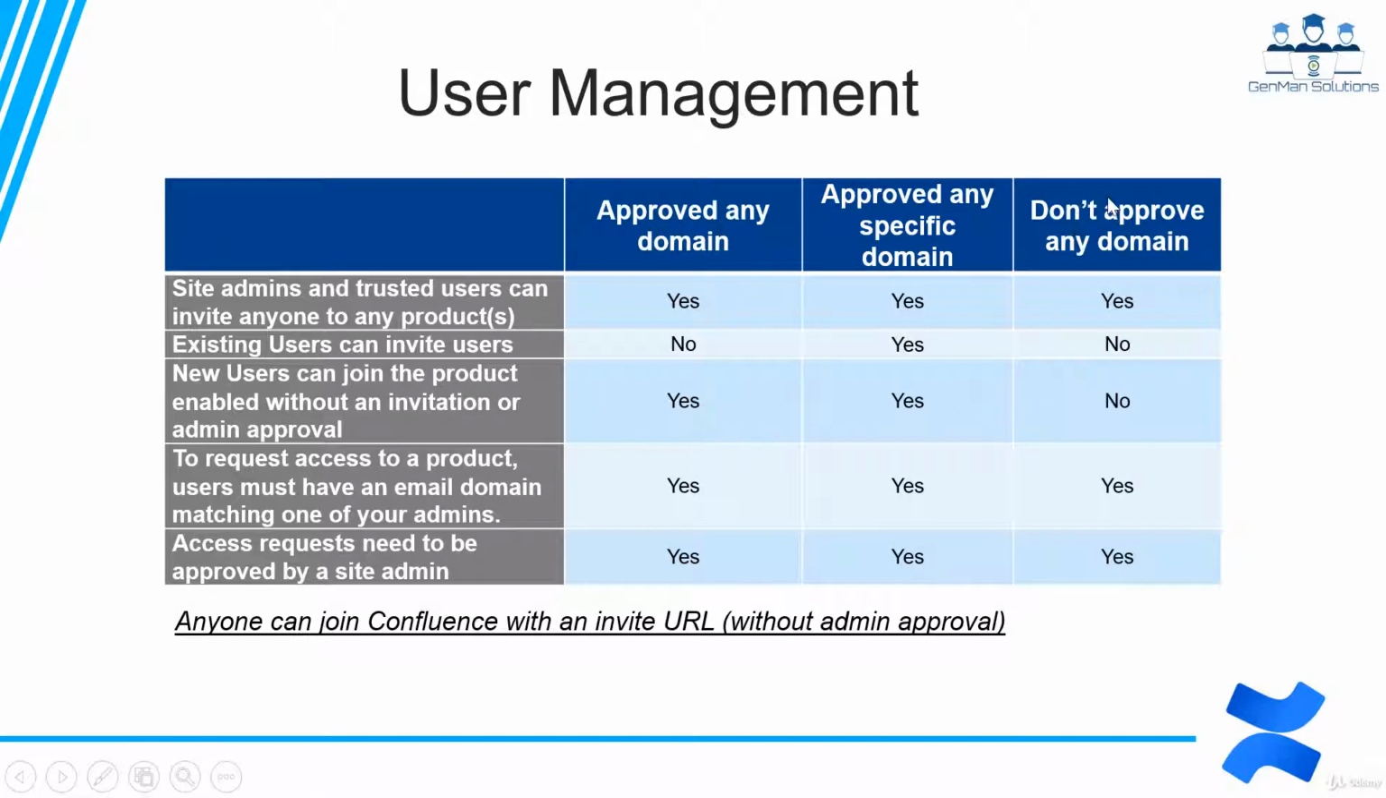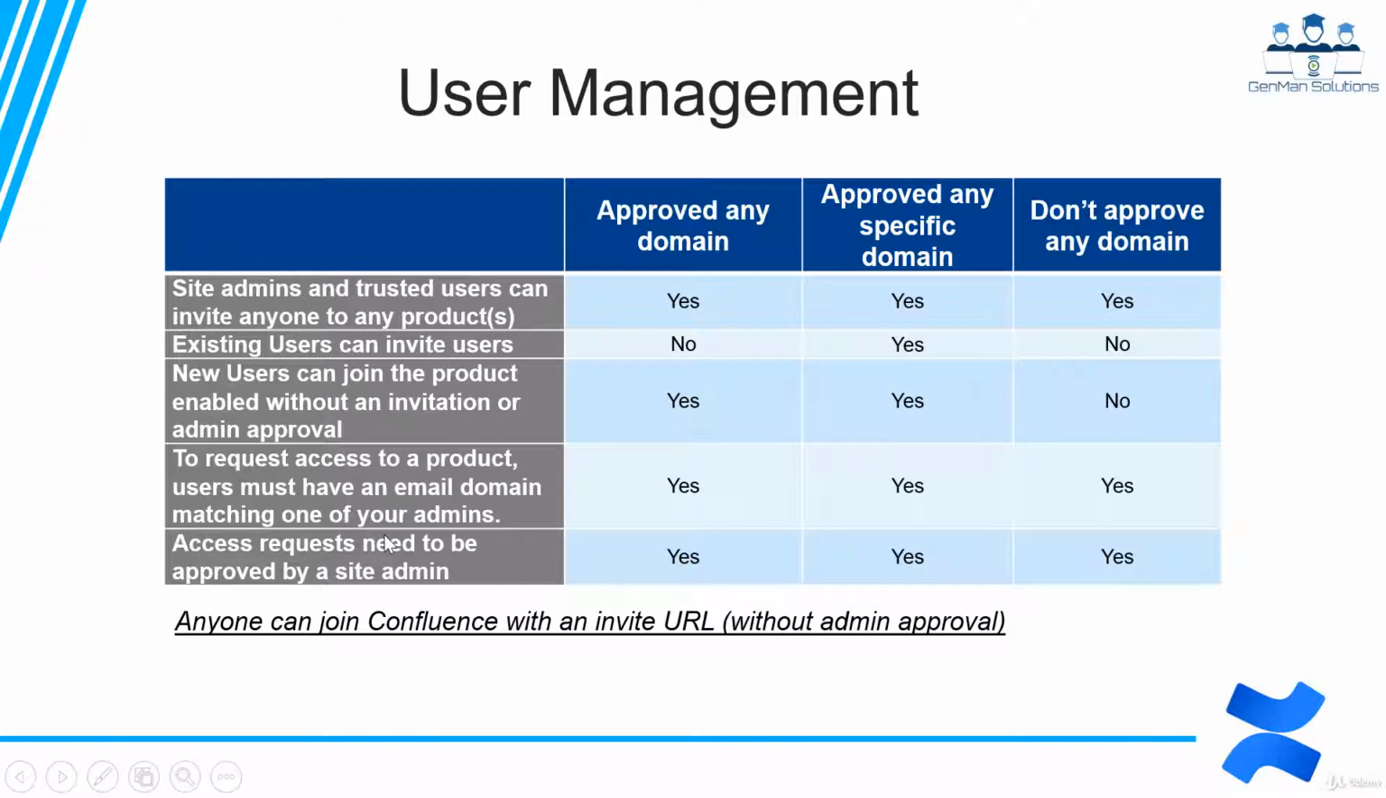But in case you have selected the third option, then that will not be true. So in that case, new users will not be able to join without an invitation or admin approval. Now coming to the fourth point, to request access to a product, users must have an email domain matching one of your admins. So you can see this option is true and applicable for all three options. So if the new user has an email domain matching any of the admins, then they would be able to request access to the product.